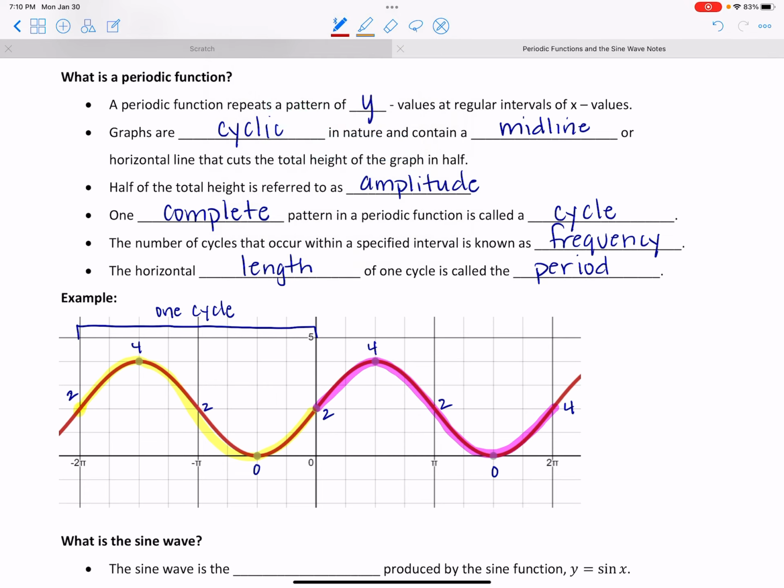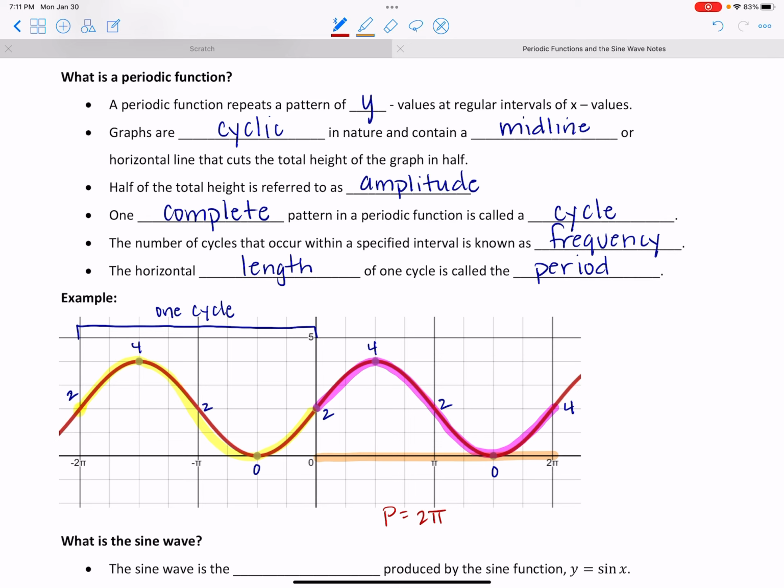So if I'm looking at this one cycle that I highlighted over here in yellow, the horizontal length, how long it takes for that to happen in terms of the x values, either you can look at that from negative 2 pi to 2 pi, but it might be easier over here to see that 0 to 2 pi interval. We would call that the period. So the period would be 2 pi, because that's how long it takes for one of those cycles to happen.